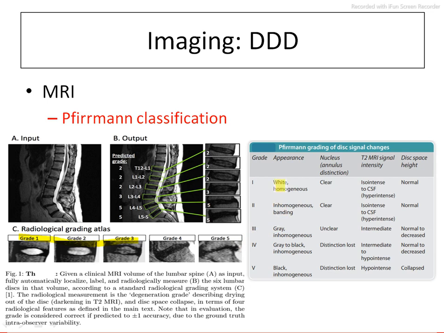So here you can see grade 1 is white and homogeneous, and it is clear. In grade 2, inhomogeneous banding but it is clear. In grade 3, it is gray, inhomogeneous and unclear. In grade 4, it changes from gray to black, it is inhomogeneous, and distinction is lost. You see here, can we distinguish nucleus pulposus and annulus fibrosus? No, we cannot. In grade 5, it is completely black, inhomogeneous, indistinct and the height is collapsed. The height tends to decrease from grade 3 to 4 and is completely collapsed in grade 5.